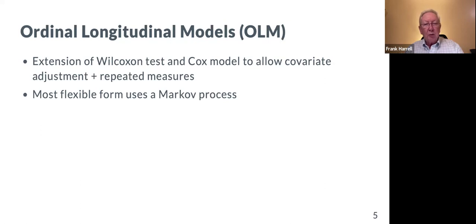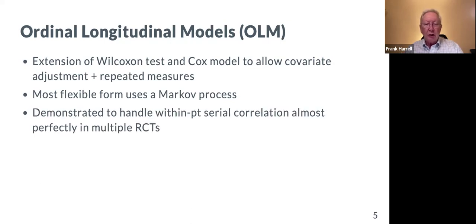The most flexible form of OLMs uses a Markov process because that is the most flexible way to model the correlation structure of the longitudinal patient assessments. As an aside, we find that the correlation structure assumed by random effects models do not fit the clinical trials in which we examine the correlation structure, whereas the Markov process is more a serial correlation type of correlation structure. And we find that it fits the clinical trial data, all the data sets we've examined, amazingly well.